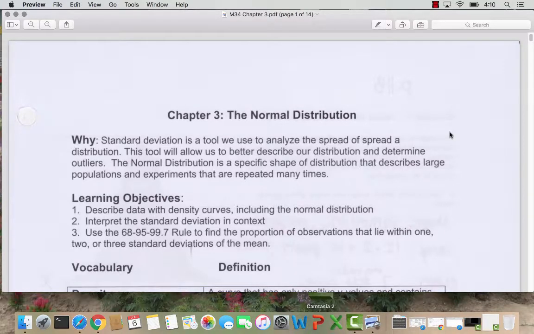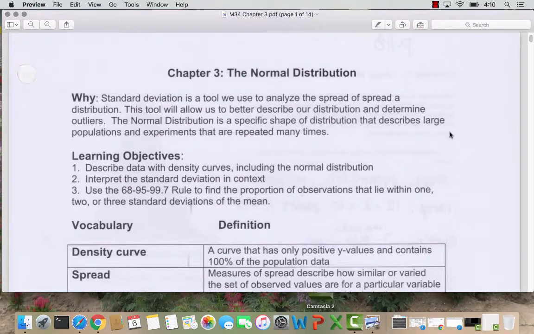Chapter 3, the normal distribution. So the normal distribution is a specific shape distribution. It's the bell-shaped distribution that we saw at the end of Chapter 2. And we're going to learn in this activity about how we describe it, how we interpret the standard deviation, and a rule for finding the proportion of observations that lie within 1, 2, or 3 standard deviations.